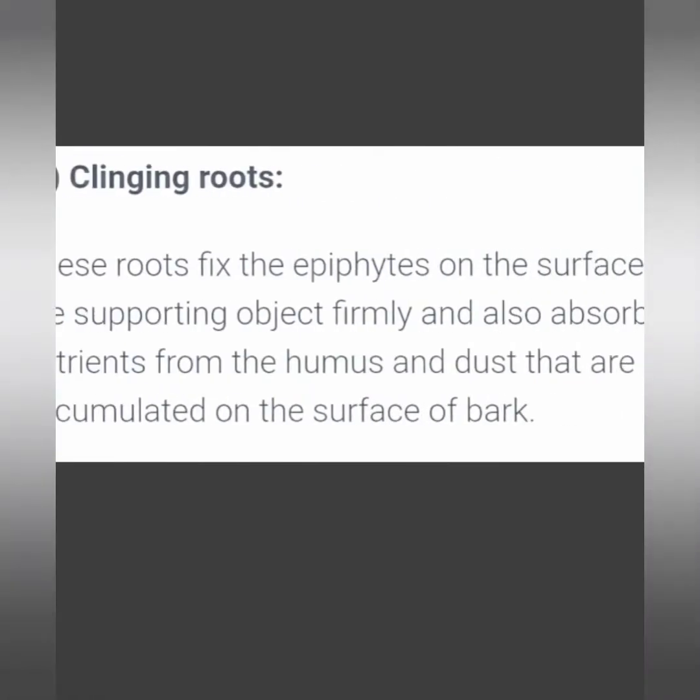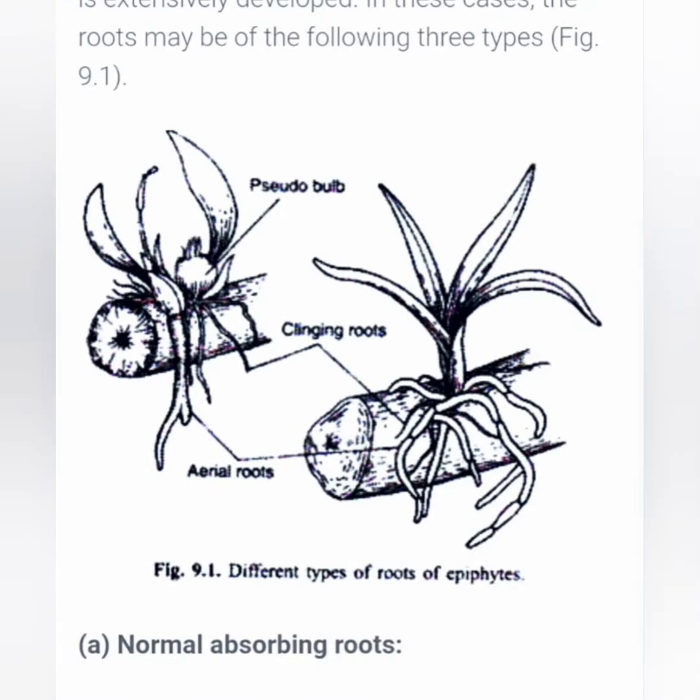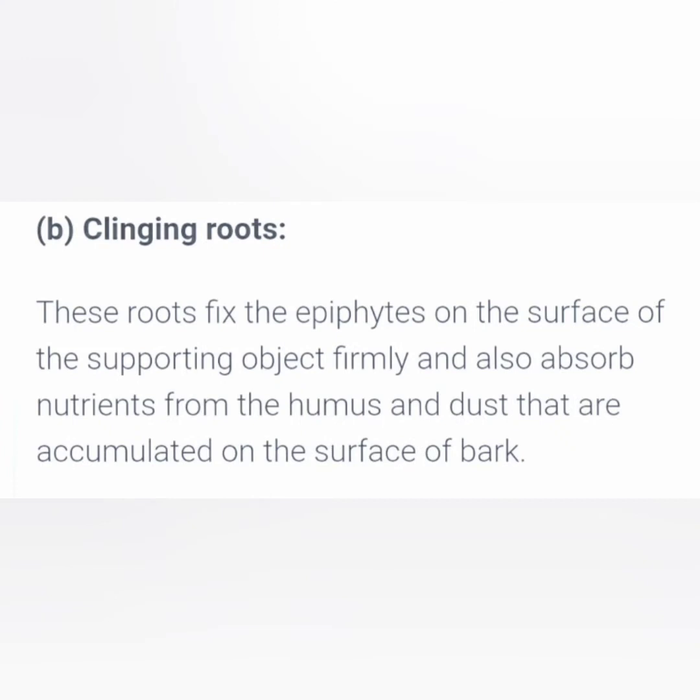Now the next one, that is the clinging roots. As you can see here, the second type of roots, they are hanging just like that. Okay, so these are referred to as the clinging roots. Now these clinging roots fix the epiphytes firmly on the surface of the supporting object, but they also absorb nutrients from the humus and dust that are accumulated on the surface of the bark of the supporting plant.